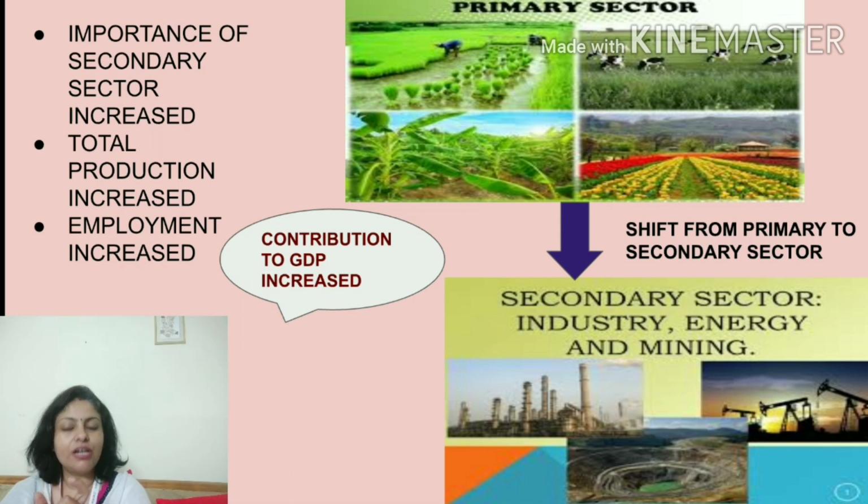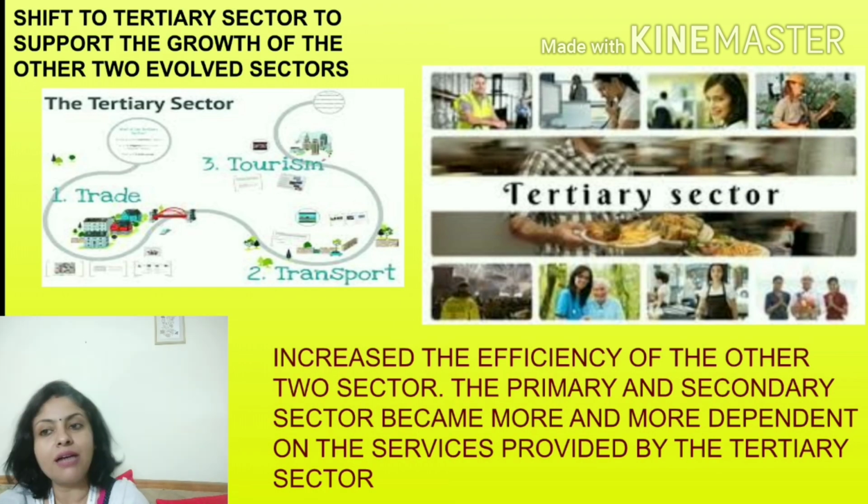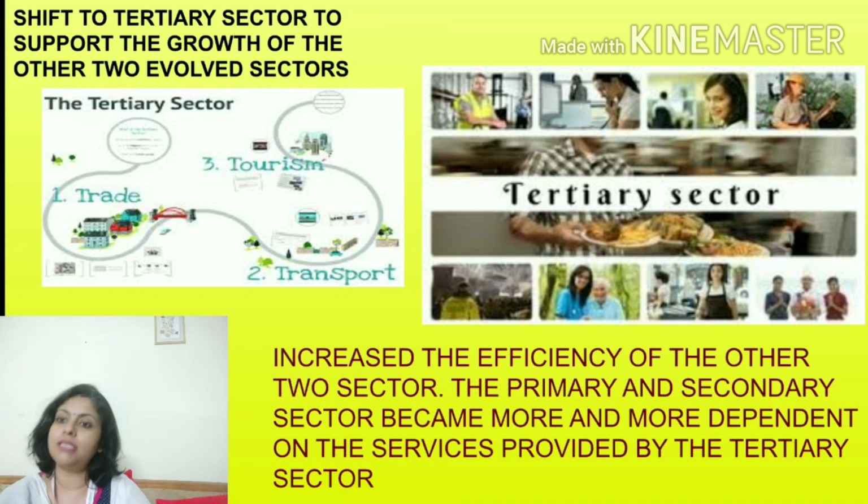The secondary sector contributed more compared to the primary sector to the GDP now, because more and more people were engaged in it and more production happened in it. Now, with all this happening, there started the need of another sector which would help increase the efficiency of the primary and the secondary sector. That is when the tertiary sector came into play.